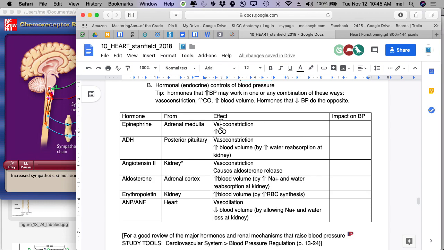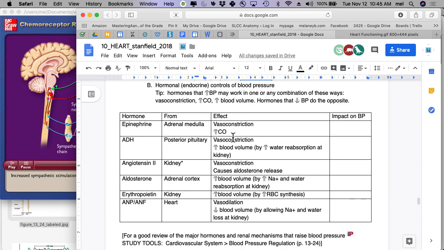All right, so let's look at this. Epi, we know it, it's from the adrenal medulla. The effect is twofold. It causes vasoconstriction, mostly systemic. I'm not saying it causes vasoconstriction everywhere, but more vasoconstriction than vasodilation. And it also increases cardiac output two ways, and we know that. And the impact of epi on blood pressure, higher or lower? Higher, yes. ADH is from the posterior pituitary.